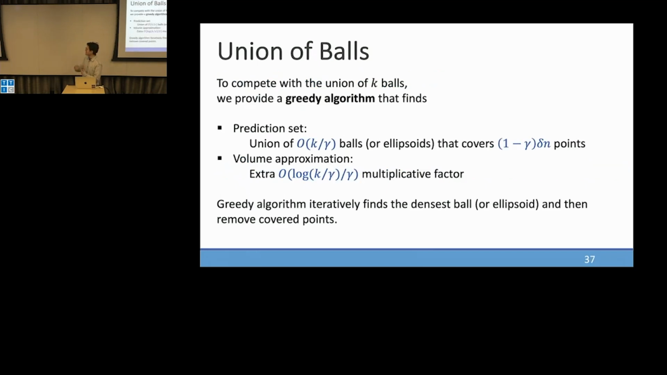And due to the time limit, I will briefly talk about how we can also get a greedy algorithm that gives a pretty good approximation for union of balls, in terms of proper learning. We find the union of balls, or we can find a union of k ellipsoids, comparable with the best union of k balls.